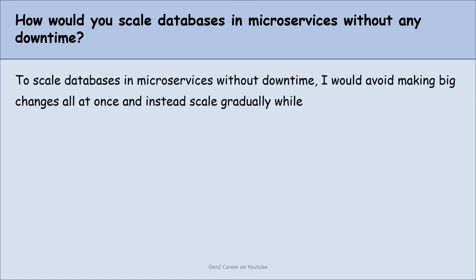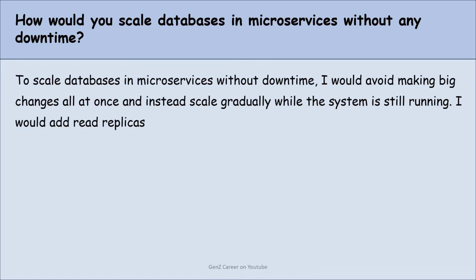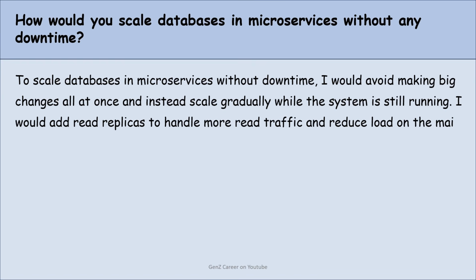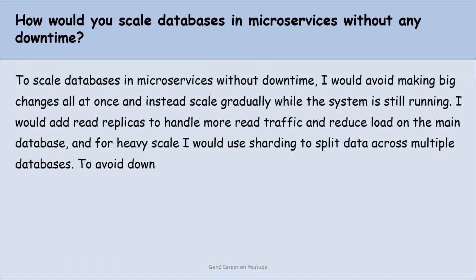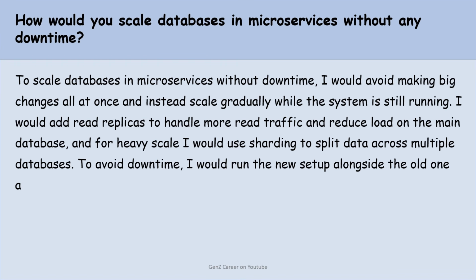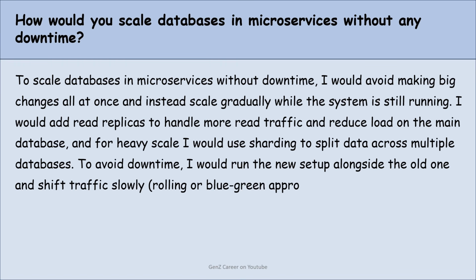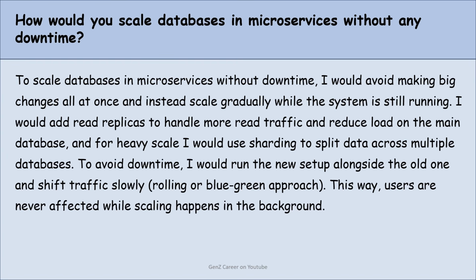gradually while the system is still running. Are you getting my point? I would also add read replicas to handle more read traffic and reduce load on the main database. And for heavy scale, I would use sharding to split the data across multiple databases. To avoid downtime, I would run the new setup alongside the old one and shift traffic slowly. We call it rolling or blue green approach. This way, users are never affected while scaling happens in the background. Are you getting my point?